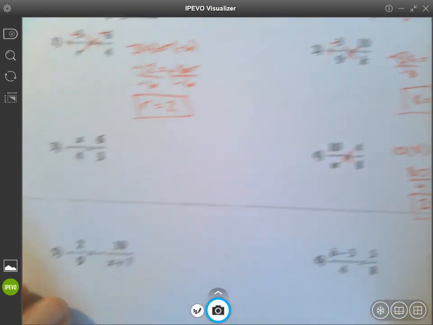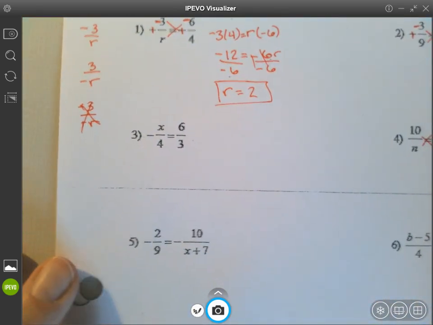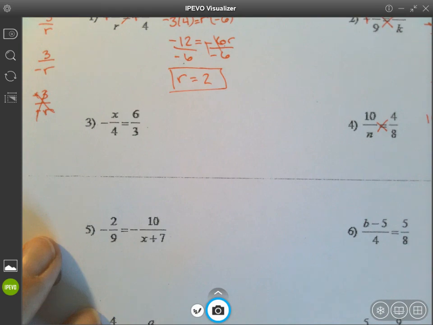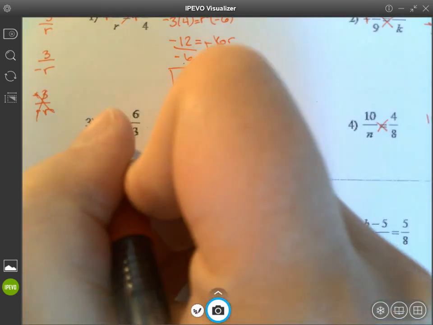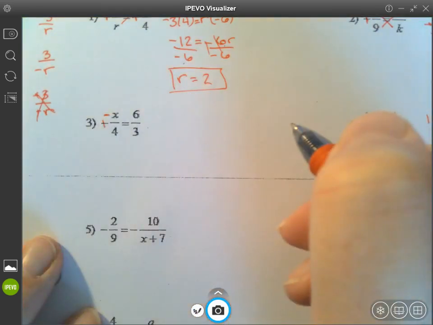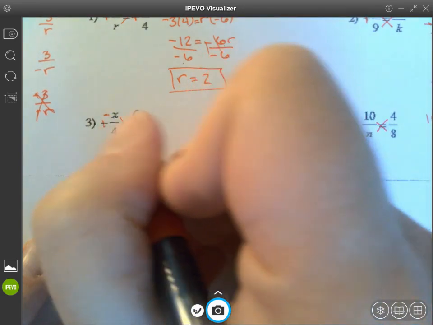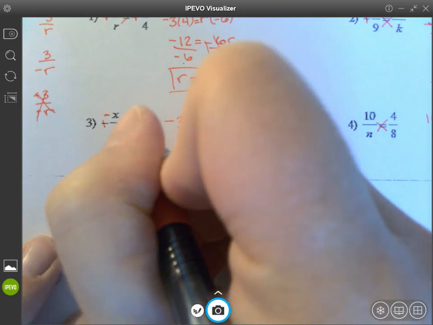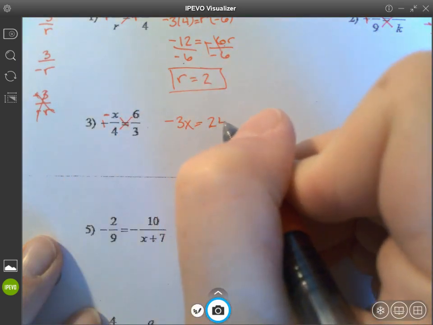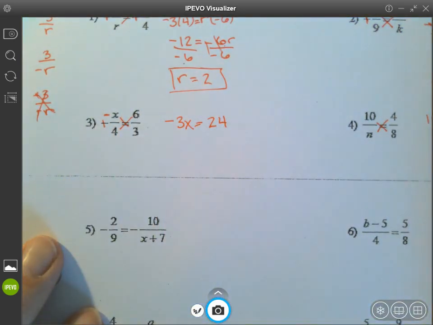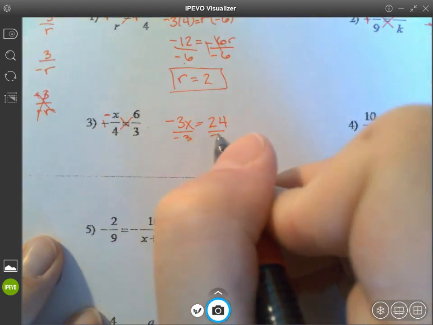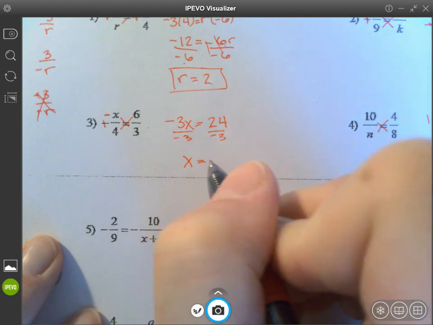Okay, so go ahead, take a quick second and do number 3. Think about what would help you. Push that negative. It's going to be negative x times 3, or negative 3x equals 4 times 6, or 24. So if you're okay skipping that first step, that's fine. Divide both sides by negative 3. x equals negative 8.